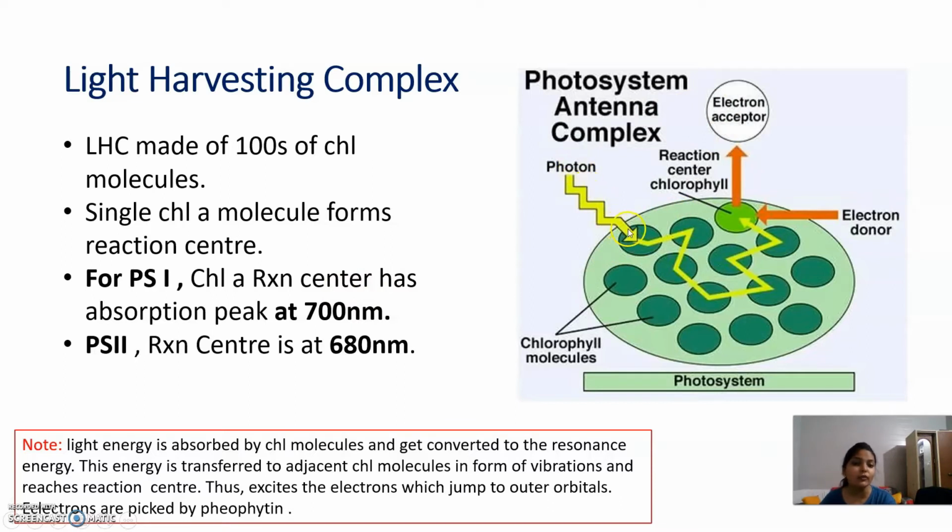When the photon hits the chlorophyll molecules, the molecules convert the light energy into the resonance energy. The molecules start vibrating at their own place. In the same way, the vibrational energy reaches the reaction center. Here's the cursor.